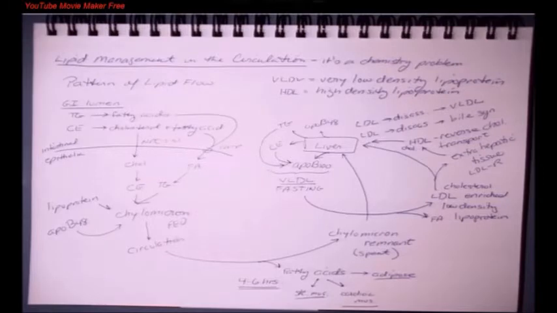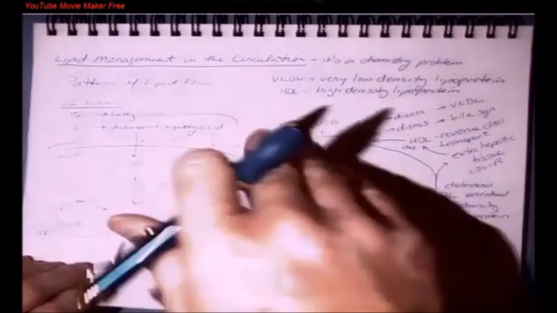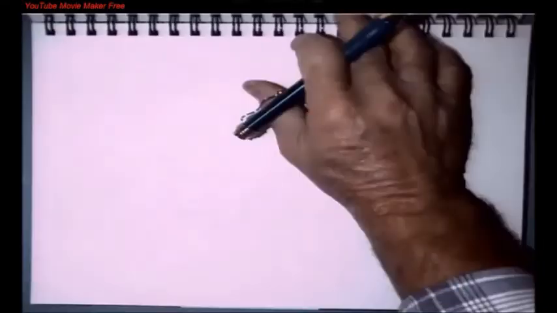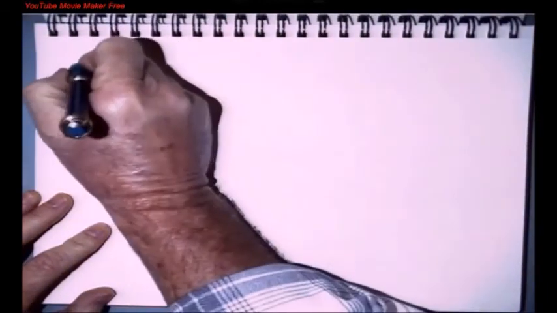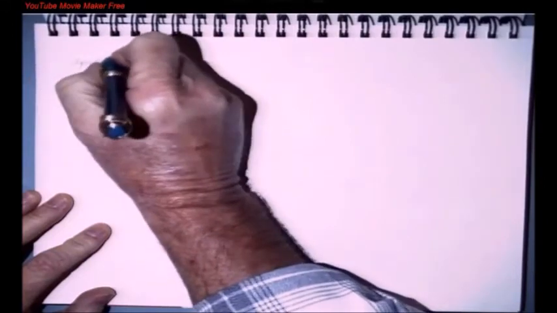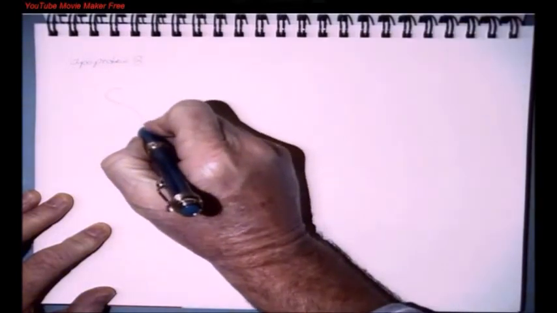Now, what does a lipoprotein look like? This is what we need to look at to differentiate between these different lipoproteins. So the way I like to draw a lipoprotein is, first of all, let's look at the apoprotein, which is the core. And the core is apolipoprotein B. This core picture looks something like a serpent.